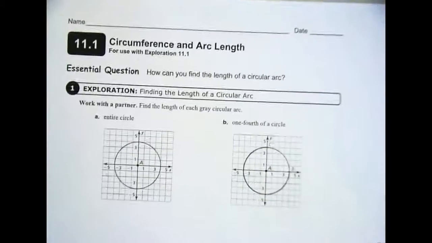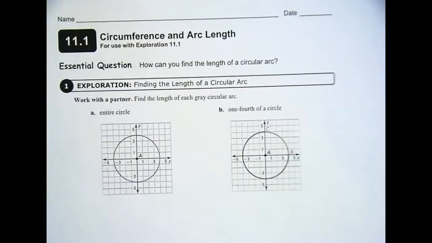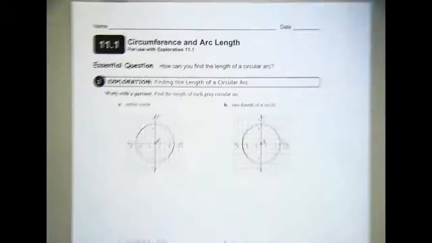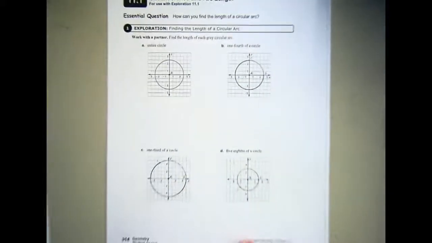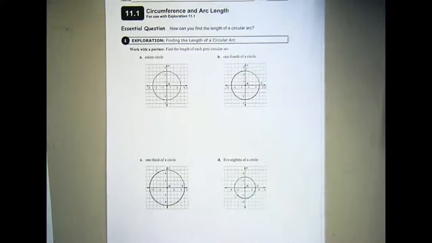With that being said, I want you now to spend the next 5 minutes or so working with your partner to complete A through D on page 314 of your student journal.